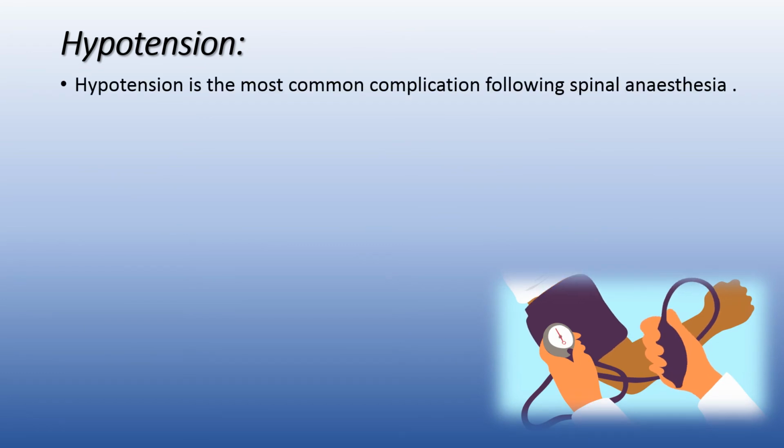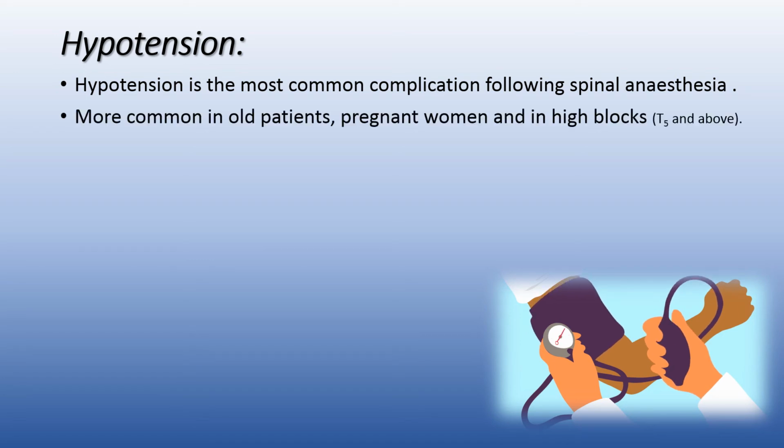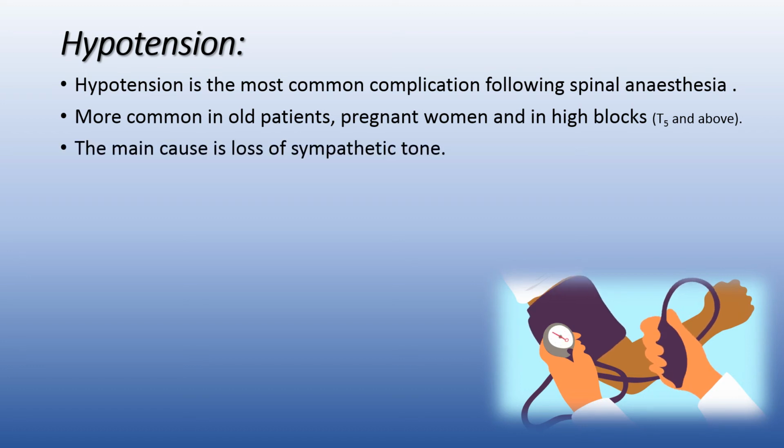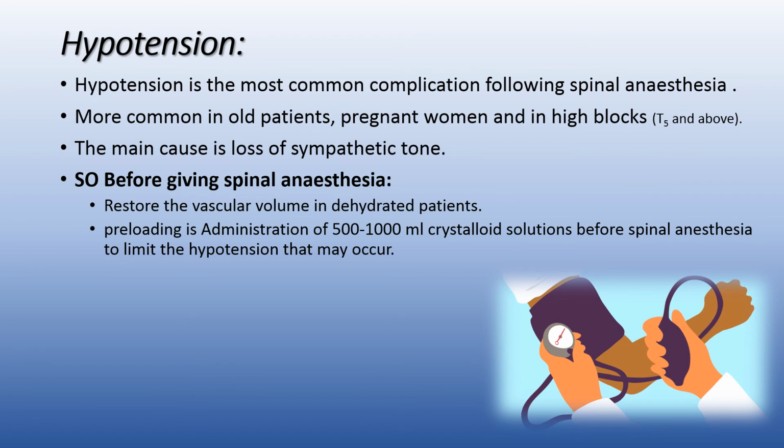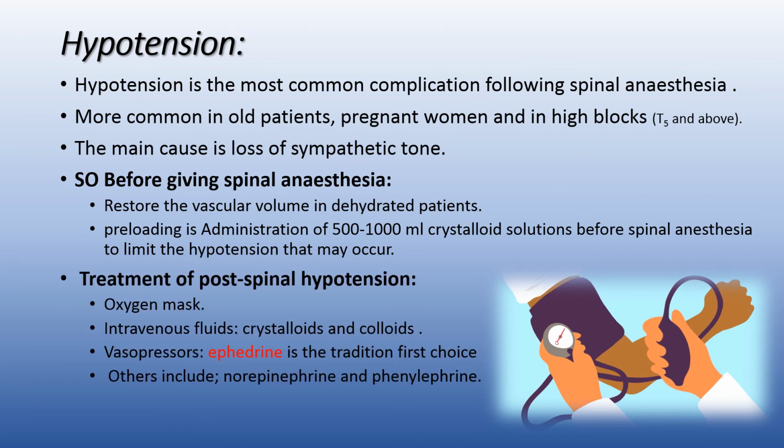Hypotension. Hypotension is the most common complication following spinal anesthesia. More common in old patients, pregnant women, and in high blocks. The main cause is loss of sympathetic tone. So before giving spinal anesthesia, restore the vascular volume in dehydrated patients and give preload, which is administration of half a liter to 1 liter of crystalloid solution before spinal anesthesia to limit the hypotension that may occur.